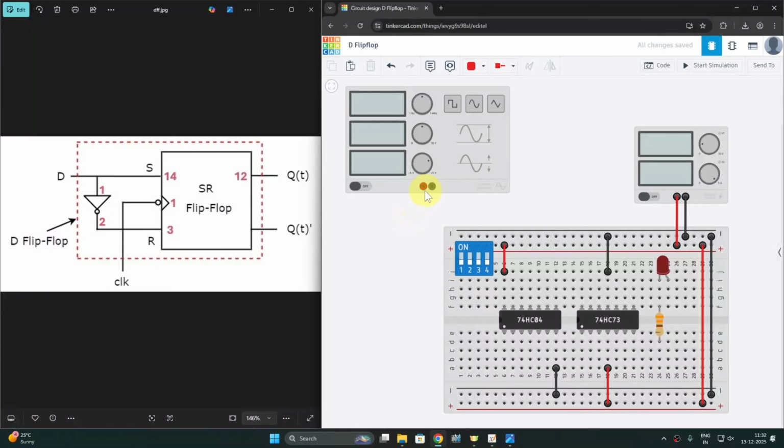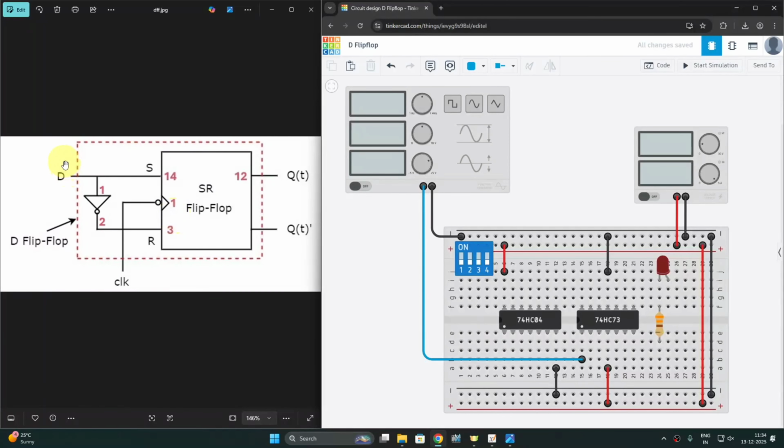Now let's connect the clock signal. Remember, negative of the function generator must be connected with negative line, whereas positive must be connected to pin number 1, which is acting as clock signal. Like this. Now this blue line will indicate the clock signal. It means we have connected the clock signal to pin number 1 of your JK flip-flop.